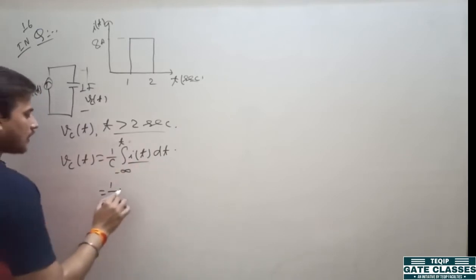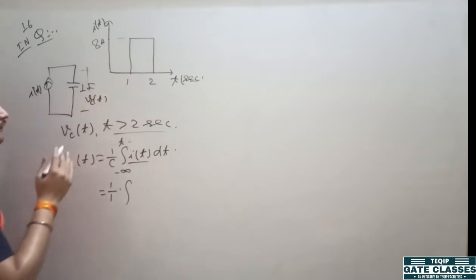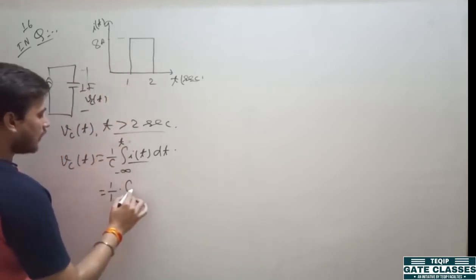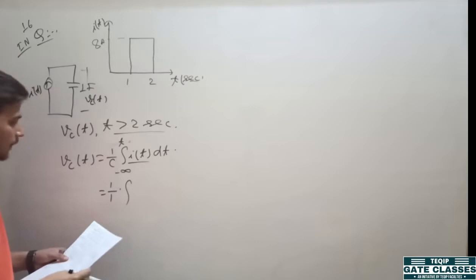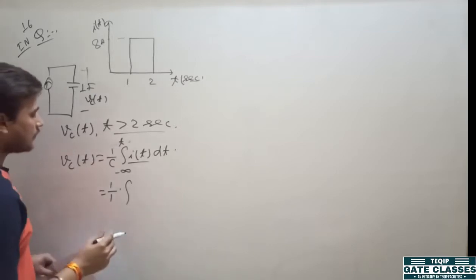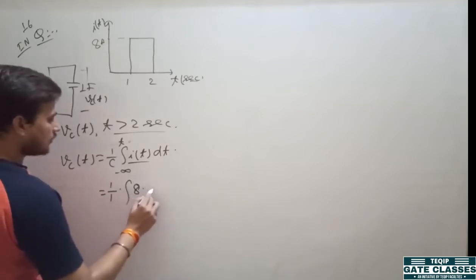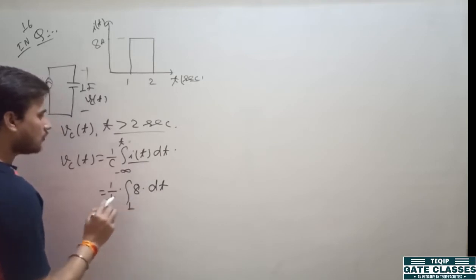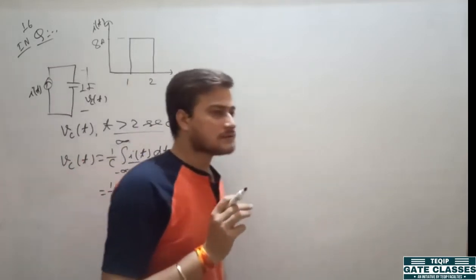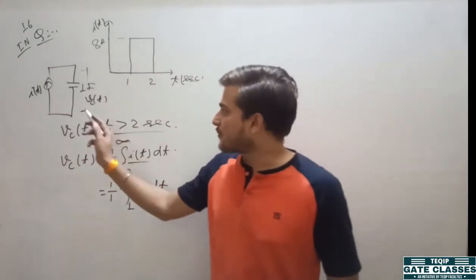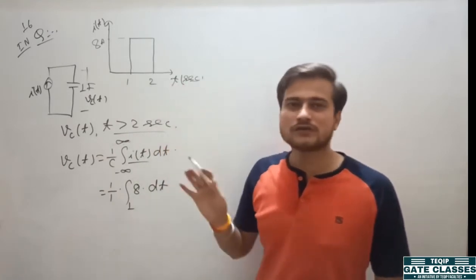If you write current IT, up to 1 second current was 0. From 1 second the current is coming 8 ampere. So here it will be 8 into dt. From how much time? 1 to, see here, you will write the limit up to 2, because you know that once the current is being applied across the capacitor, the voltage will start charging.